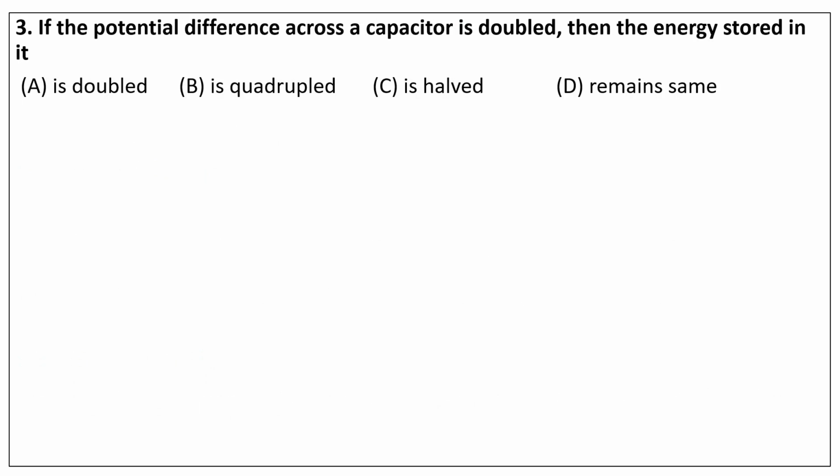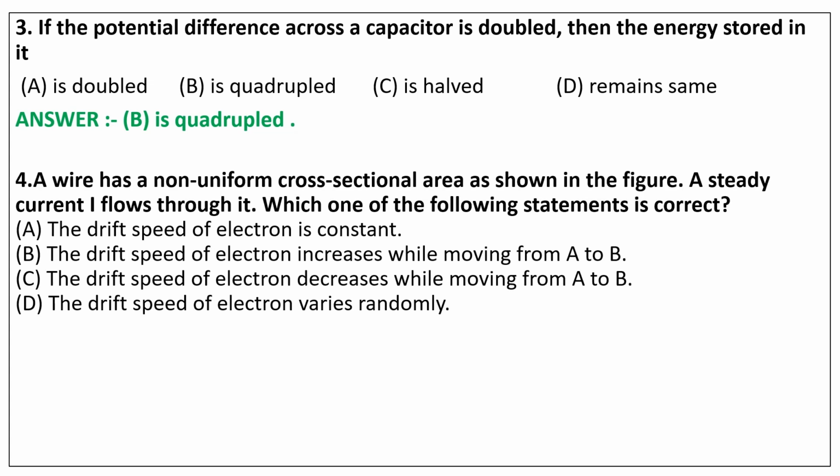3. If the potential difference across a capacitor is doubled, then the energy stored in it A. is doubled, B. is quadrupled, C. is halved, D. remains same. Answer B. is quadrupled.